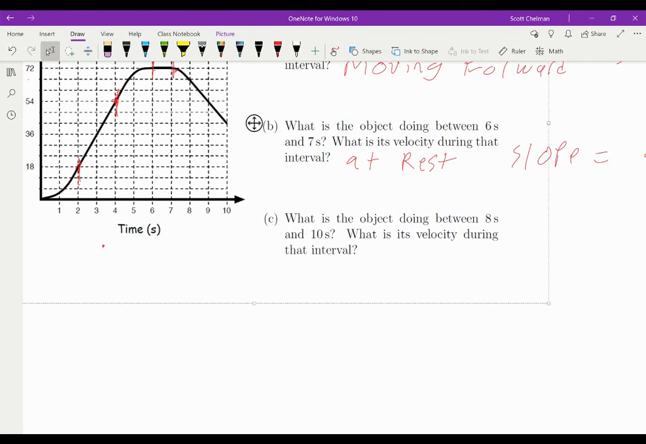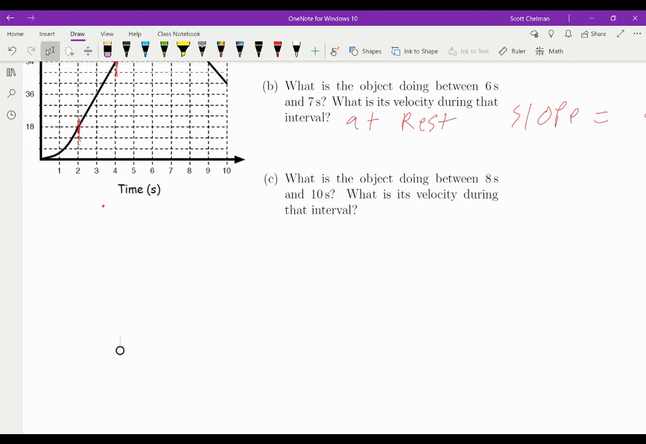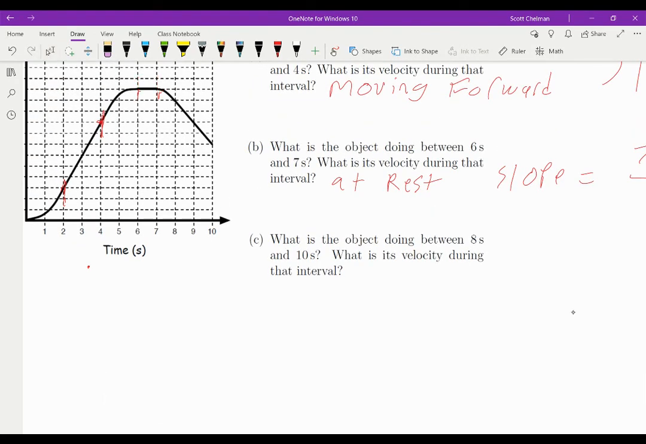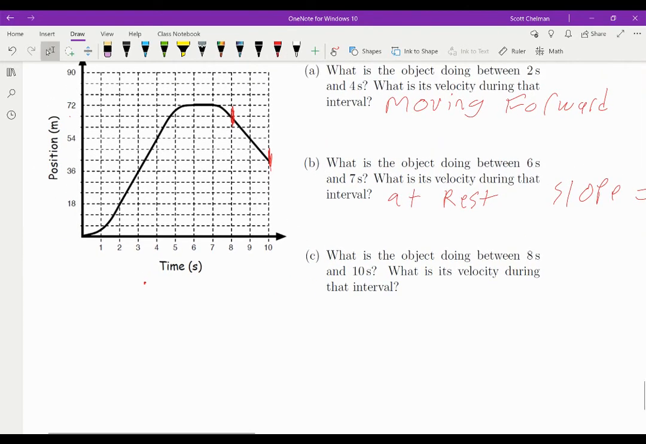So finally, letter C. And the object doing between 8 and 10 seconds. Give her these little marks. We have 8 right here, and 10 is right here. So at 8 seconds, I'm sorry, but let's first say C, what is it doing? Eight to 10 seconds. So what's different about that?